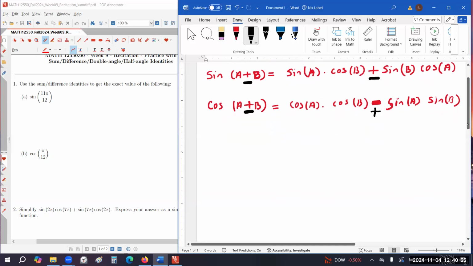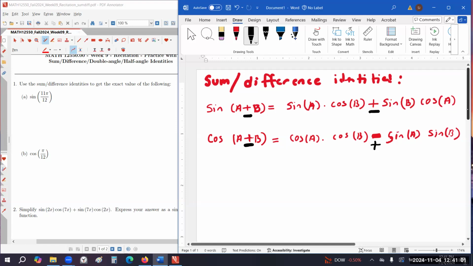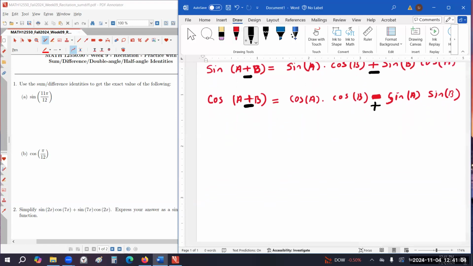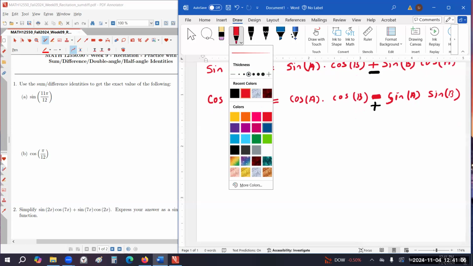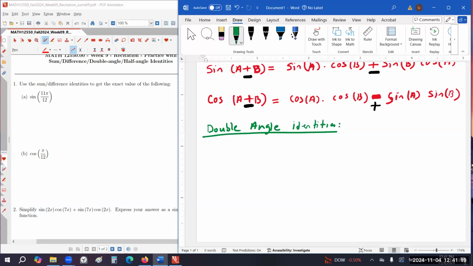I'm going to give you double angle now. So these are the sum and difference. Now here come the double angle identities. You're going to find all the identities in your book or on Lumen.